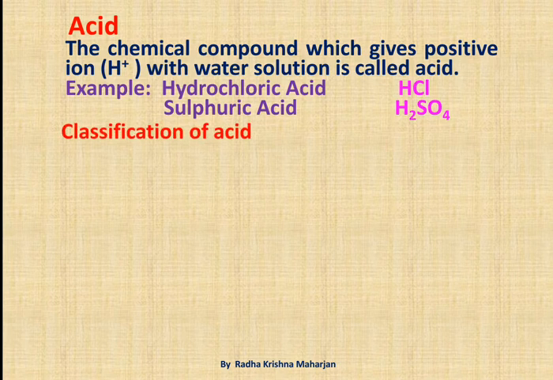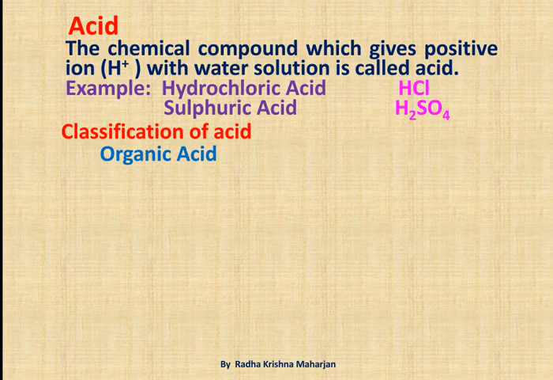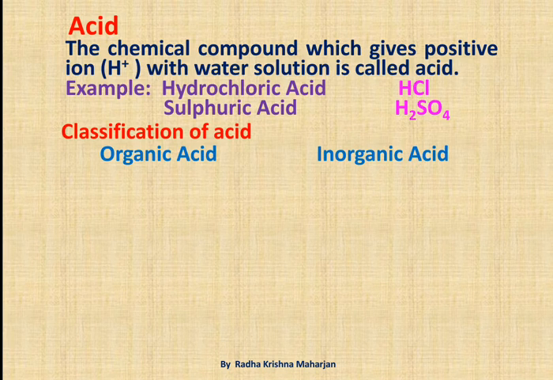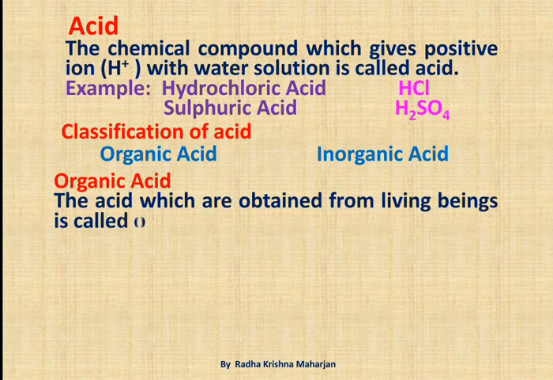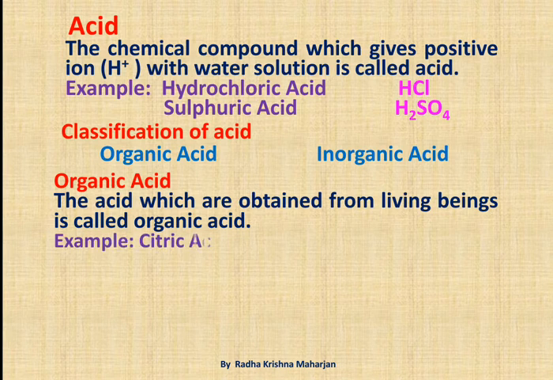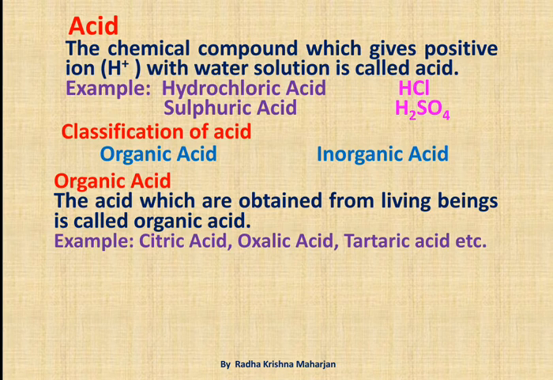Classification of acid: organic acid, inorganic acid. Organic acid: the acid which are obtained from living beings is called organic acid. Example: citric acid, oxalic acid, tartaric acid, etc.